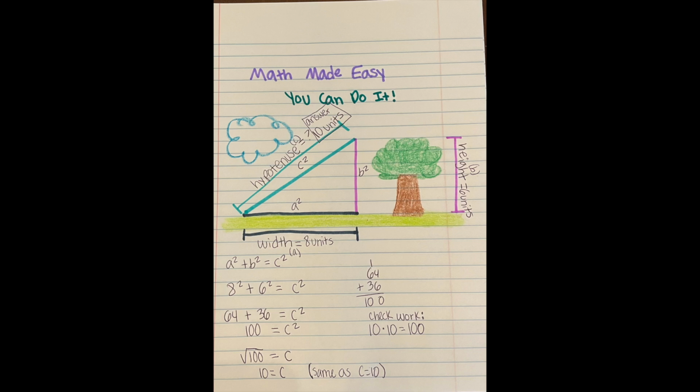But that's not the final answer. So we want to take the square root of both sides, okay? So the square root of 100 is going to be 10. And so we find that c is 10 units. So that's going to be our answer.